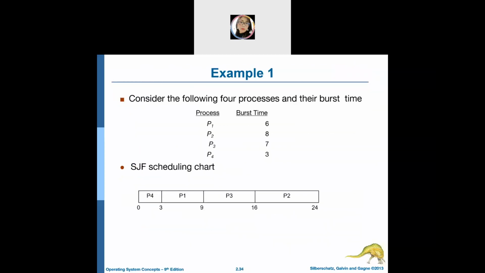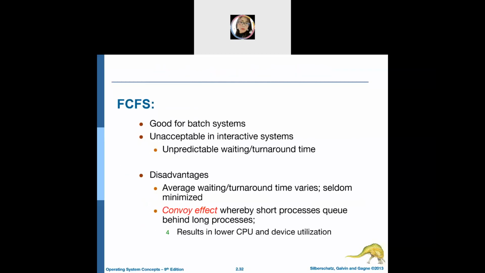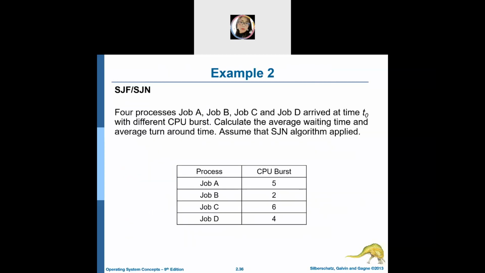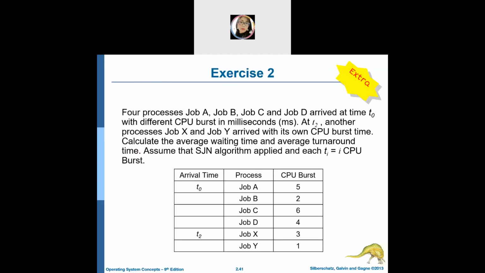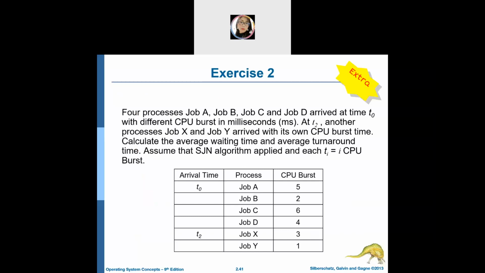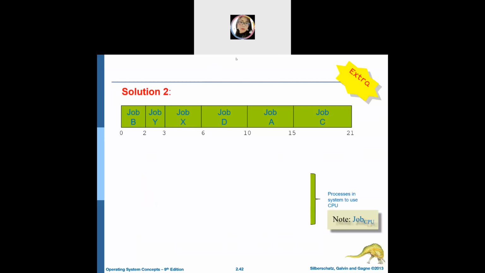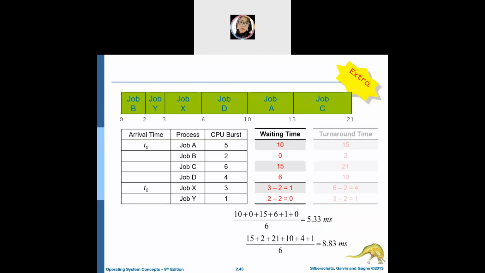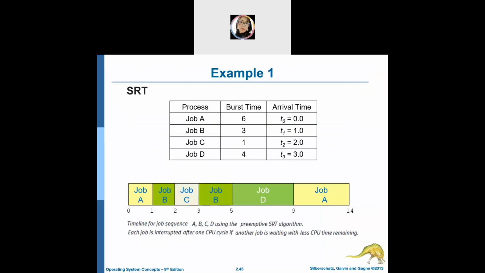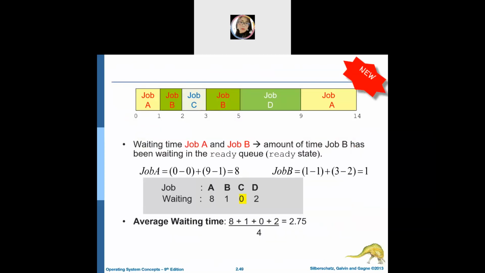After that, we took a look at, of course, the advantages and disadvantages of FCFS, and shortest job first, SJF, SJN. There are also several examples, and similarly the disadvantages and advantages. This one is under SRT, SRTF. We also discussed it last time.